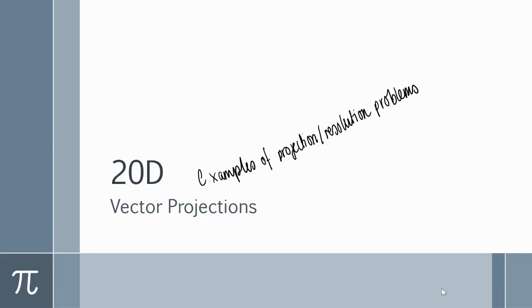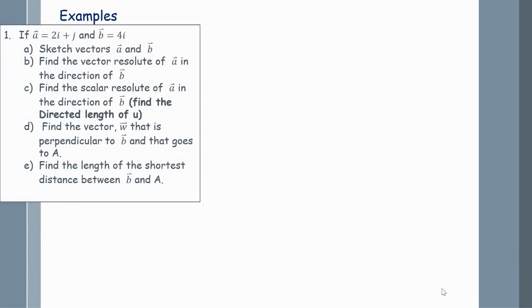Let's put the theory about vector projections into practice with some examples. Example 1. We have to sketch vectors A and B, where vector A is 2i plus j, vector B is 4i. For A, just go 2 to the right and 1 up from the origin. This vector will start at the origin, and it's a position vector. This is because the question hasn't told you the starting point, so you assume it's the origin. The same with B. B equals 4i, so that will just be 4 across.